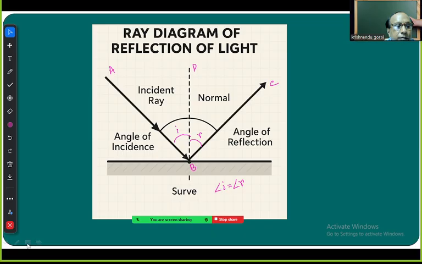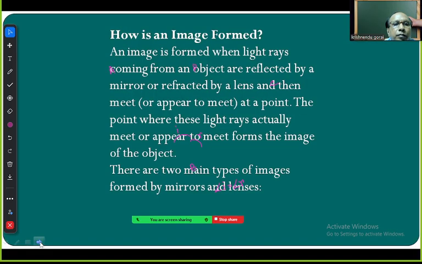You see here, this one. How is image formed? An image is formed when light rays coming from an object are reflected by a mirror or refracted by a lens and then meet or appear to meet at a point. The point where these light rays actually meet or appear to meet forms the image of the object. There are two main types of images formed by mirrors and lenses. Now let us explain how an image is formed.